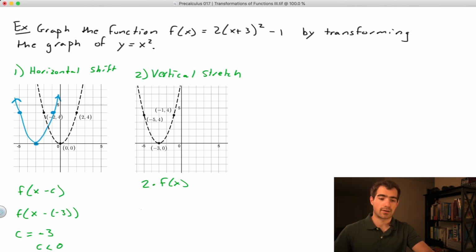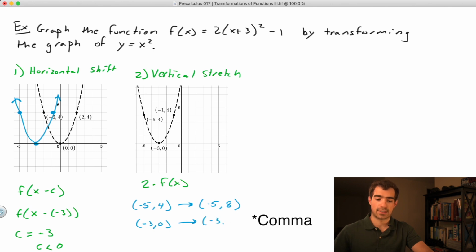So in other words, if we take our original coordinates, like negative 5, 4, we can multiply the y coordinate, or the f of x value, by 2. In this case, giving us negative 5, 8. Similarly, if we have negative 3, 0, 0 times 2 is just 0. And so that will give us negative 3, 0. And also with negative 1, 4, multiplying 4 by 2 gives us 8 as well. And so we have negative 1, 8 for our third point.